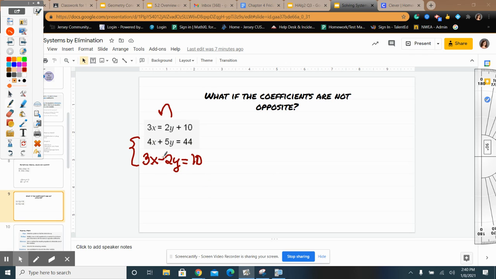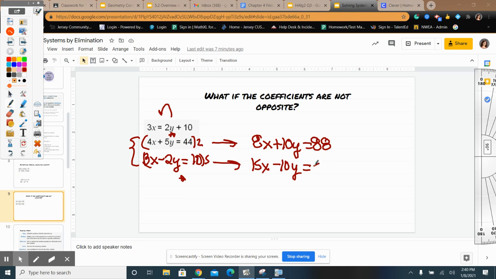So like I can see, well, y's have 1 plus 1 minus. So let's get rid of the y's. What can I turn a 5 and a 2 into so that they would be the same? Well, I could turn them into tens. If I multiply everything here by 2, I would get 8x plus 10y equals 88. If I multiply everything on the bottom one, how do I get it to negative 10? Because that's what I really want. I want negative 10y. I would just multiply everything by 5. And I would get 15x minus 10y equals 50. Add both equations, and then the y's are, in fact, eliminated.